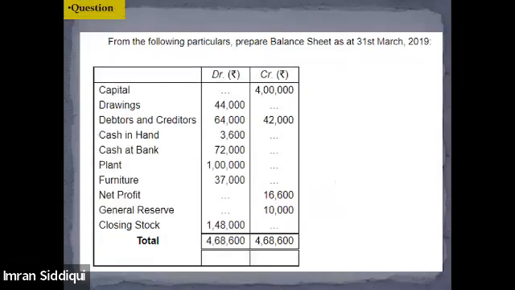This is question number 21. From the following particulars, prepare the balance sheet as at 31st of March 2019. So we have been provided with various debit and credit items. This is the trial balance that is given in the question, right? And as all the items, basically all the debit side items.